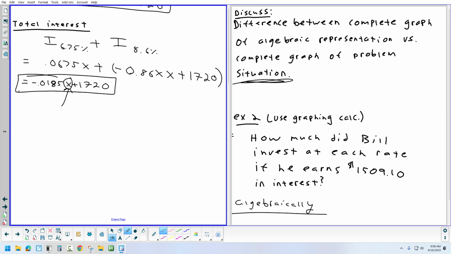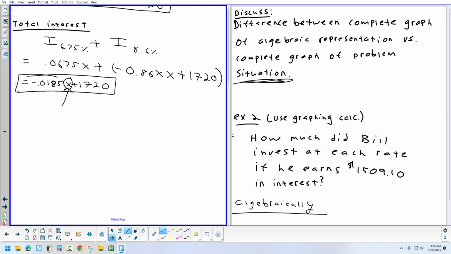Raj? You take the graph. You plug in the value of the graph. Okay, what value are we plugging in? The $1,509.10. Yep, we are going to plug that in. And where do we plug that in? The equation for total interest. We're going to plug that in the equation for total interest.